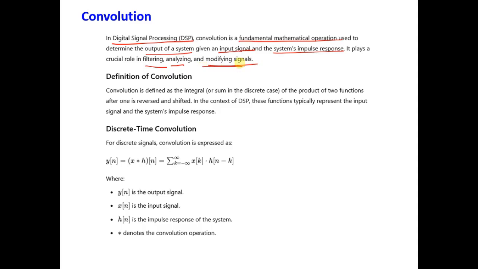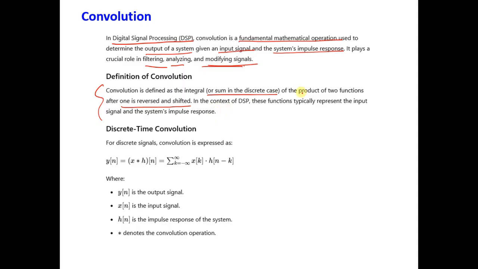Okay. Now, this is the definition of the convolution. Convolution is defined as the integral, or the discrete sum in the discrete case, of the product of two functions after one is reversed and shifted. This is important: one is reversed and shifted. In the context of DSP, these functions typically represent the input and the system's impulse response.